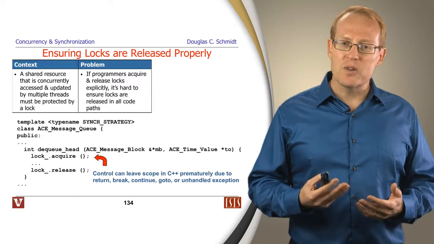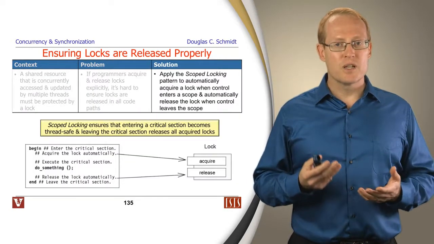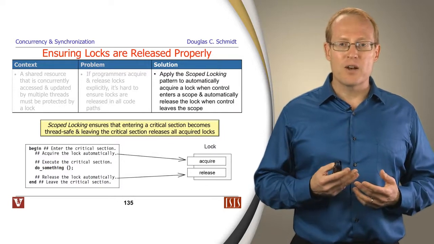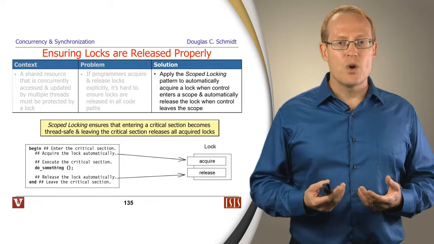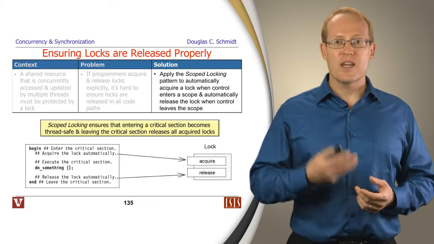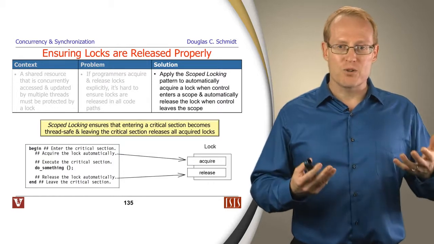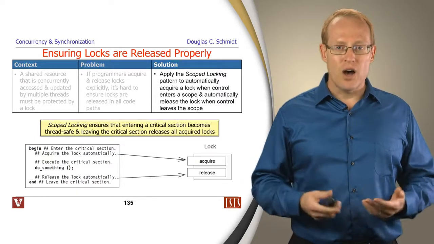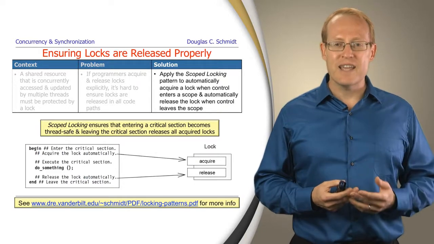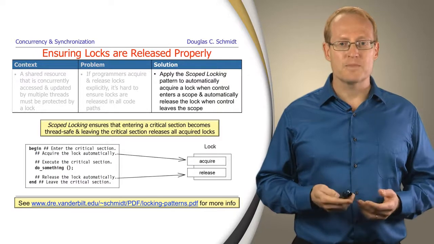So how can we ensure that these locks are always released properly? Well, we're going to apply the scoped locking pattern. This pattern will make it possible to use some features of object-oriented languages where constructors acquire resources and destructors release them, to ensure that the scope over which things are applied will always properly acquire and release the locks automatically. You can take a look at this particular paper for more information about this pattern.